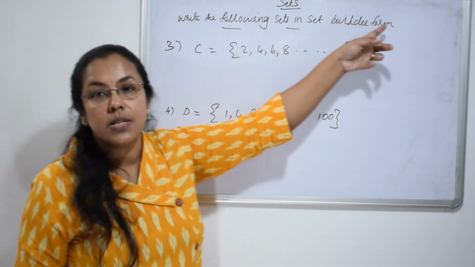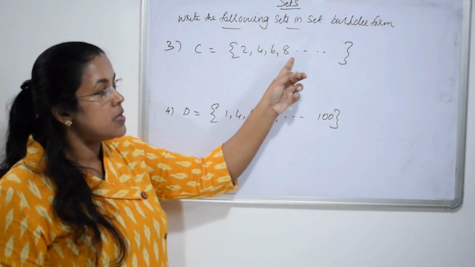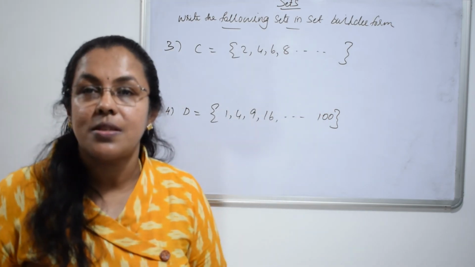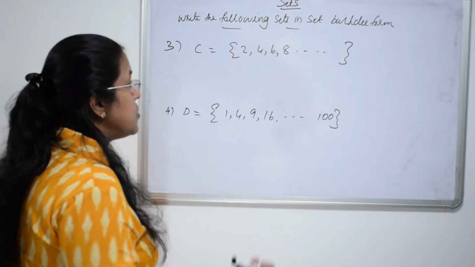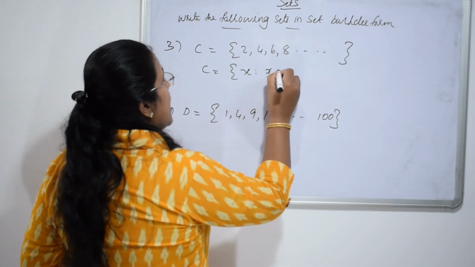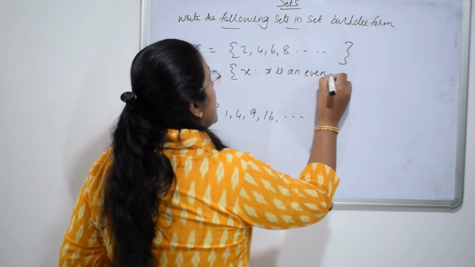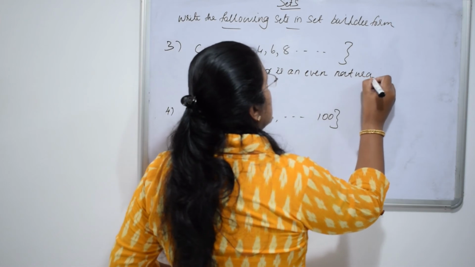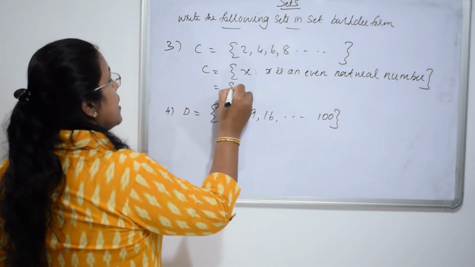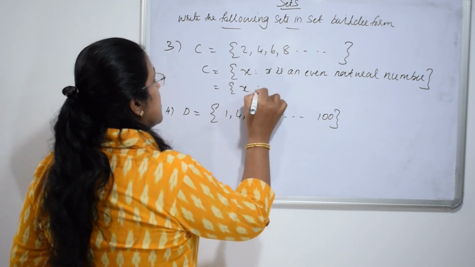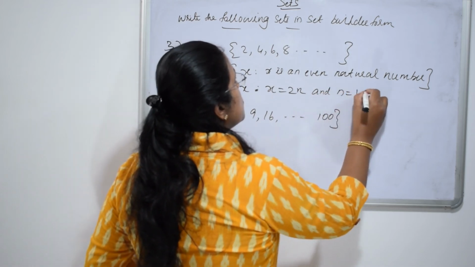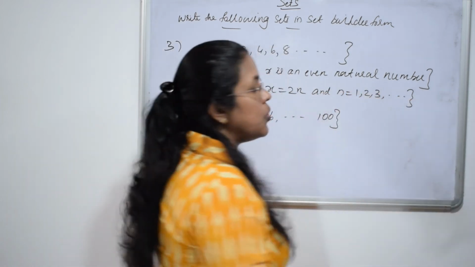Again, write the following in set builder form. 2, 4, 6, 8, etc. What is this? Even natural numbers. So, how can we write? C is equal to, X such that X is an even natural number. Or one more way we can write, X such that X is equal to 2n and n is equal to 1, 2, 3, etc. Both the methods are right.